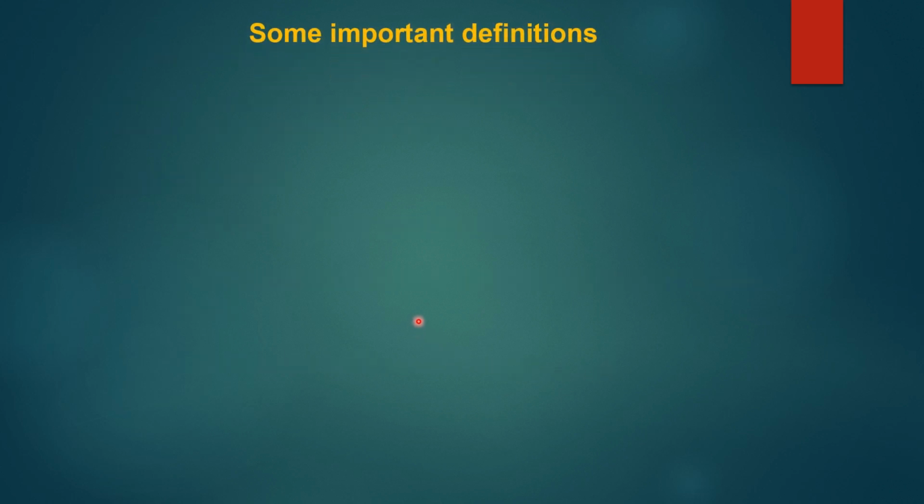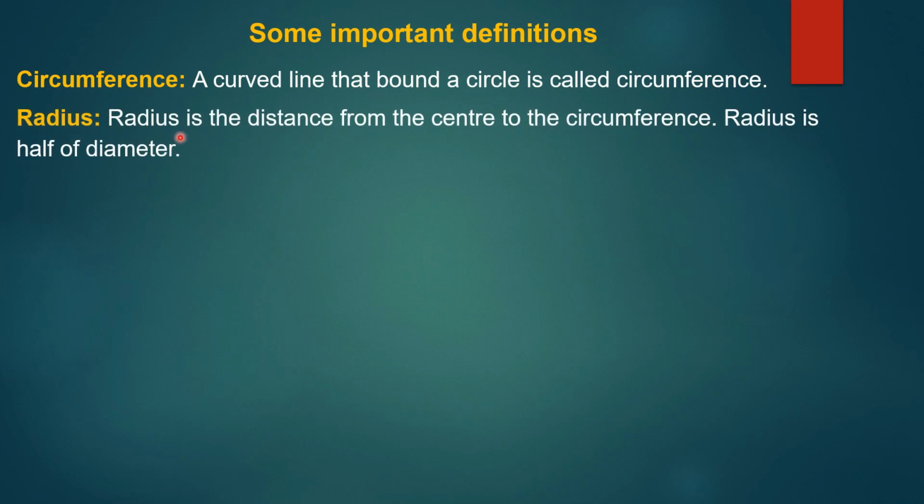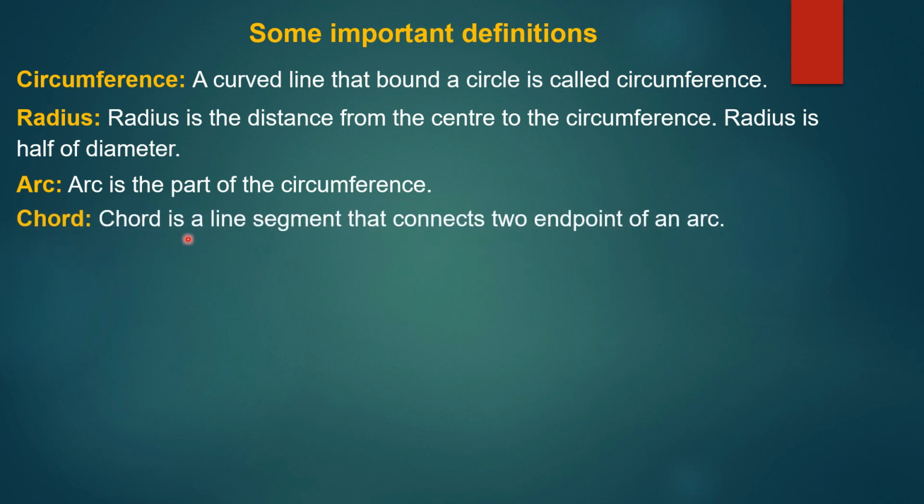So some important definitions here. Circumference. A curved line that bounds a circle is called circumference. Radius. Radius is the distance from the center to the circumference. Radius is half of the diameter. Arc. Arc is a part of the circumference. Chord. A chord is a line segment that connects two end points of an arc.